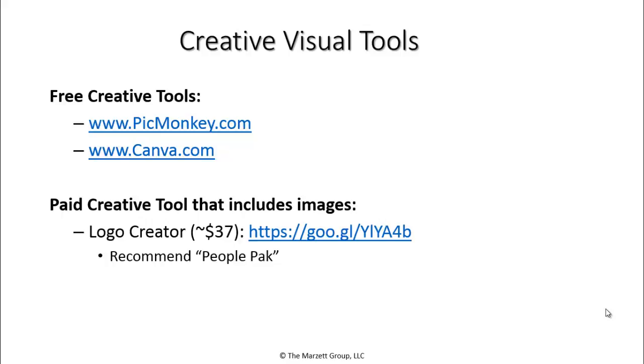There's also another option called Logo Creator, and it's about $37. Now, this tool is very similar to PicMonkey and Canva in that you can make visually appealing items. You can have background changes. You can add text. You can make an image transparent or not. You can use your own images. The Logo Creator actually comes preloaded with images in it. Some of them are very stock photo quality.